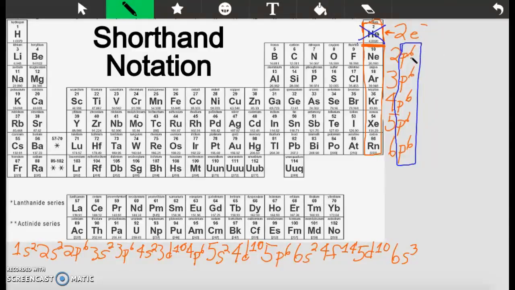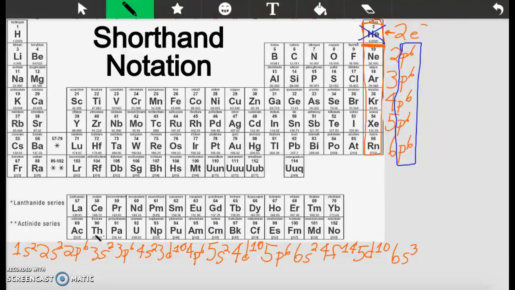Since the p6 is the end of your energy level, and in order to be stable, you have to have that entire energy level be full. That way it doesn't want to change, it doesn't want to gain or lose electrons, which we'll get into more in the next unit with bonding. p6 means a stable final configuration.